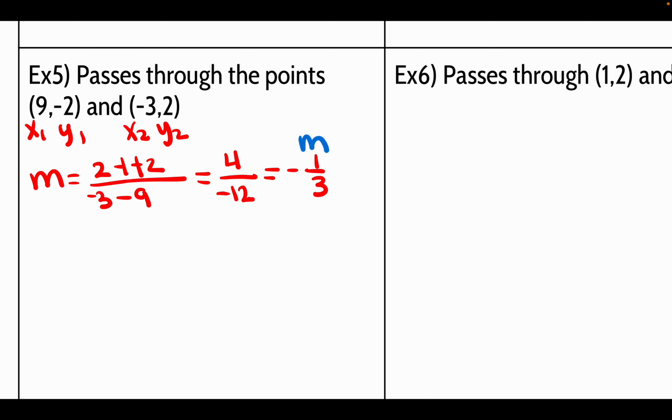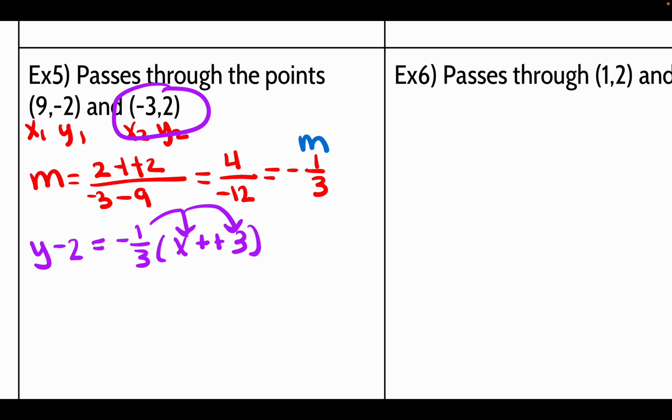Now we're going to find our equation. We have y, and then I'm just going to pick any point. So I'm going to pick negative 3, 2. So we have y minus 2 equal to negative 1/3 times x minus negative 3. So those two negatives turn into a positive. Now we can distribute our negative 1/3. So y minus 2 equals negative 1/3 x. Negative 1/3 times positive 3 is a negative 1.